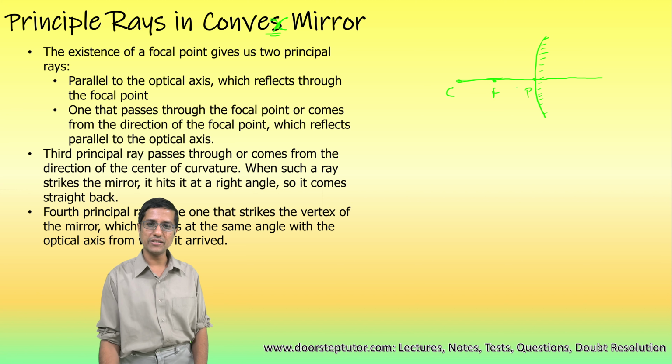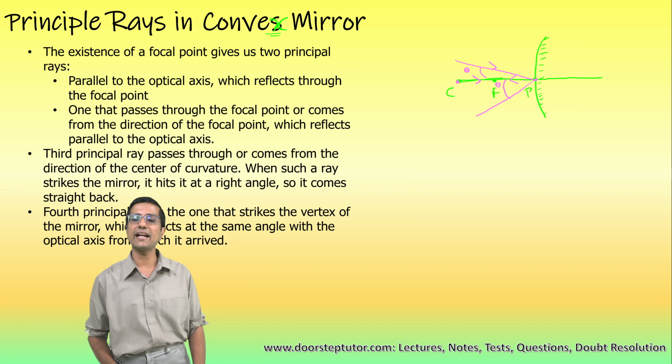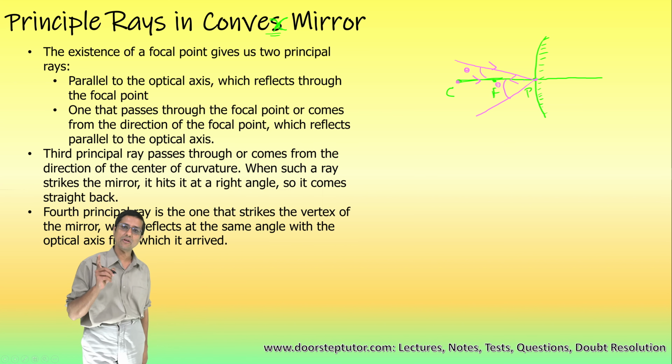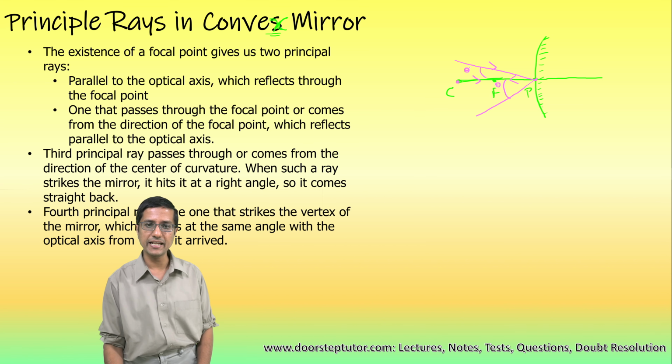Let us first draw the line which starts from the center of curvature. It goes like this, and then it comes back like this. That is the first principal ray. The second principal ray would be this one. It is incident at an angle theta, and it is reflected back at an angle theta, incident at the pole of the convex mirror. That is the second principal ray.